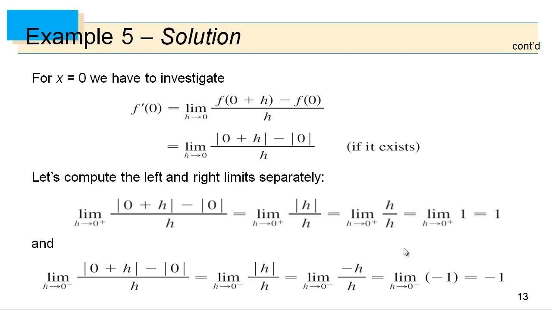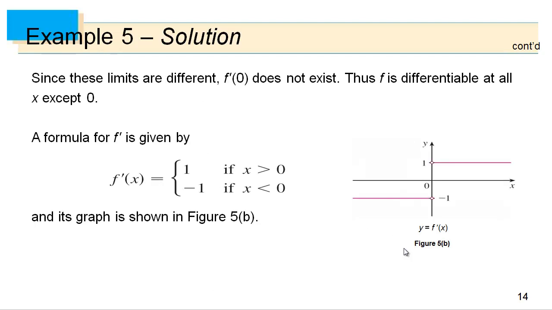When you look at the left-hand limit, you get that you have an answer of 1. But when you look at the right-hand limit, you get an answer of negative 1. And if the left-hand limit and the right-hand limit are not the same, then we know the limit does not exist. And if the limit doesn't exist, the derivative doesn't exist, and therefore it's not differentiable at 0.